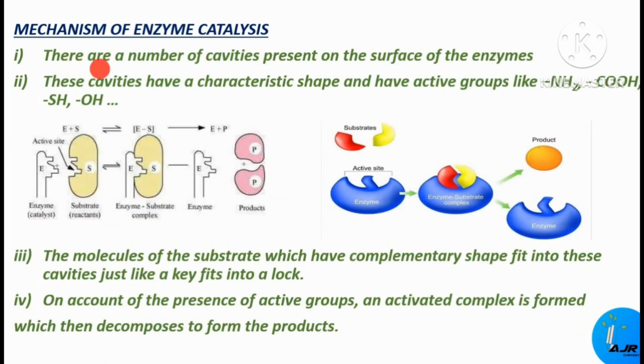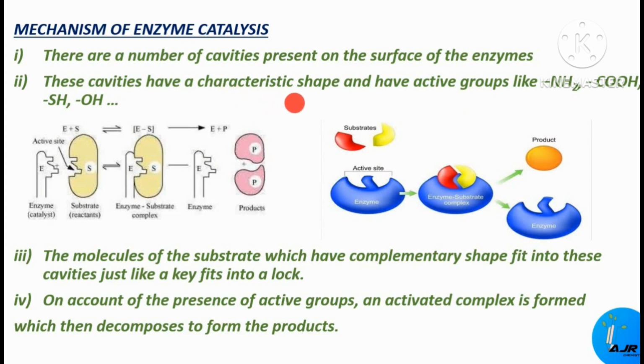There are a number of cavities present on the surface of the enzymes. All the enzymes will have some cavities. These cavities are otherwise called the active centers, and these cavities have a characteristic shape. This is the enzyme, and they will have a specific shape, right? And they have active groups like NH2, COOH, SH, OH. So any of these groups will be present in these active sites. Those groups are called the active groups.